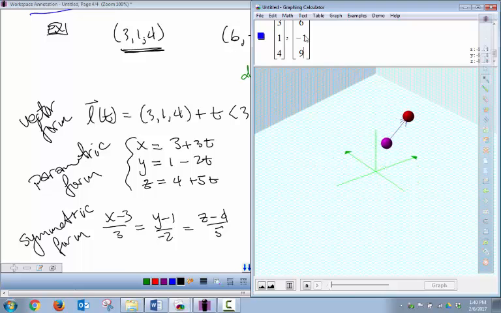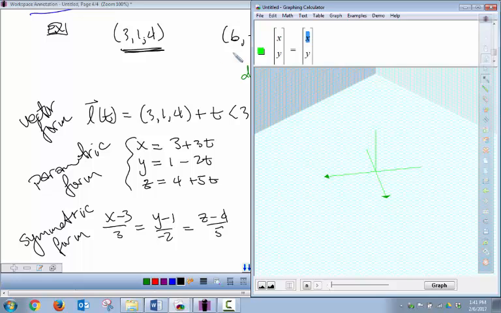So now let's actually draw the line. This particular program allows you to write things in parametric form or in vector form. So we did our first example in vector form, so let's write the parametric form. It's basically writing the x equation over here. So 3 plus 3t is what I'm seeing. And the y looks like it's 1 minus 2t. And the z looks like it's 4 plus 5t.